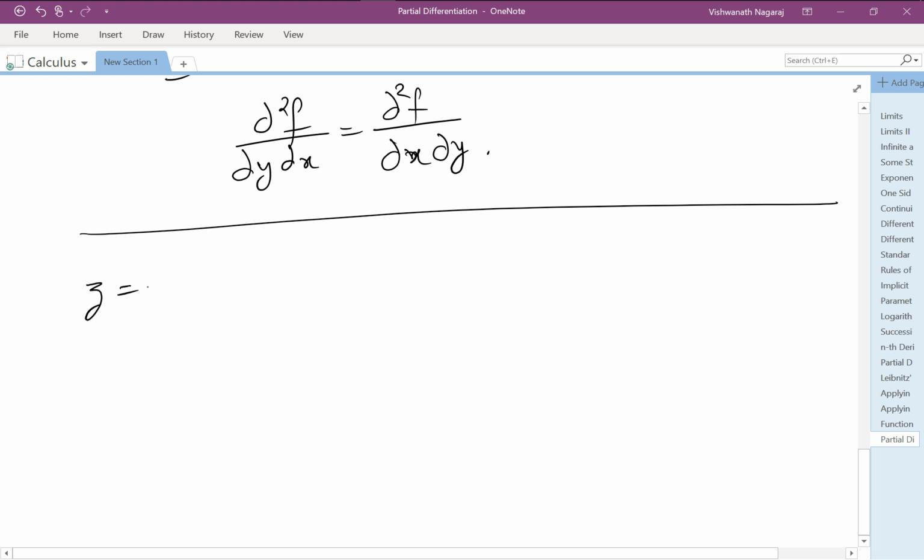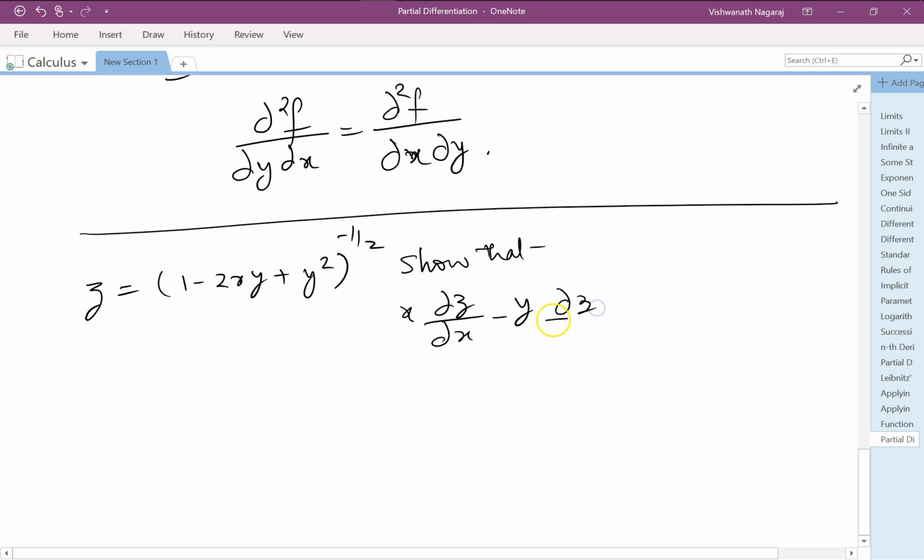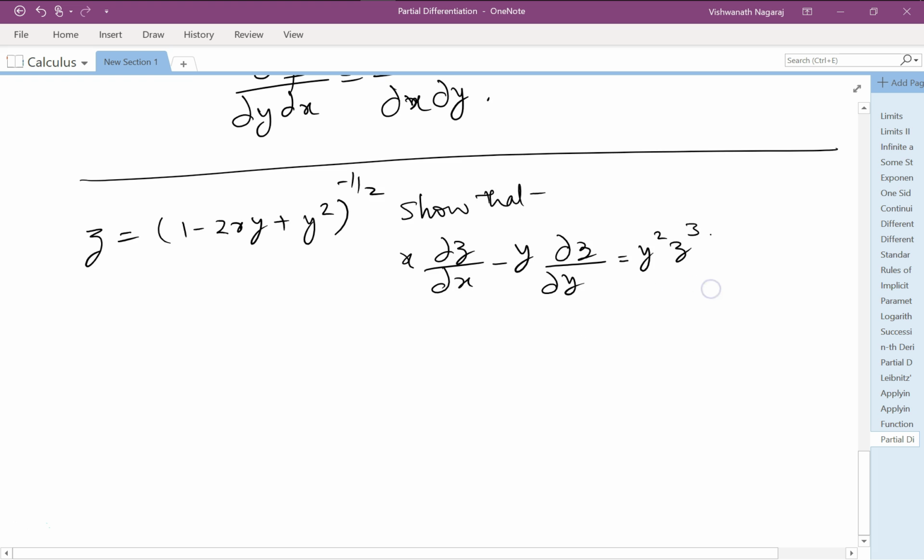Now here what's happening is we have z is equal to (1 minus 2xy plus y square) to the power of minus 1 by 2. Remember, it could have been the square root of 1 minus 2xy plus y square. Same. And now show that x dou z by dou x minus y times dou z by dou y is equal to y square z cube. Again, just keep doing it.